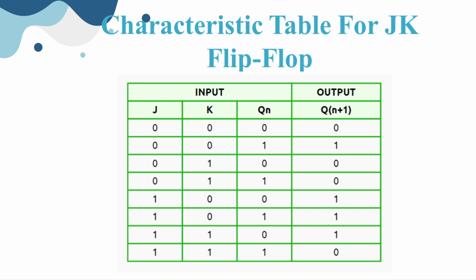When J equal to 1 and K equal to 0, set state, the next state gets set to 1 again, no matter what's happening in the current state Qn. When J equal to 1 and K equal to 1, toggle state. In this state, the output Qn plus 1 toggles. So if the current state is set, it will change to 0. If it's reset, then it flips to 1.